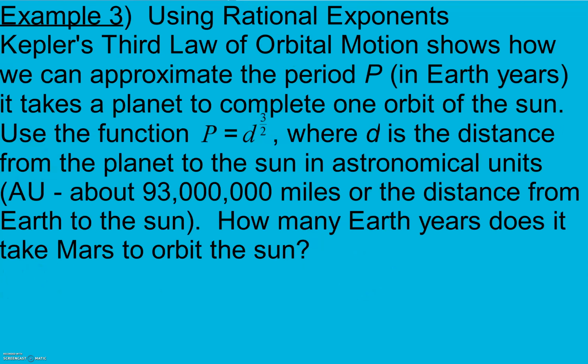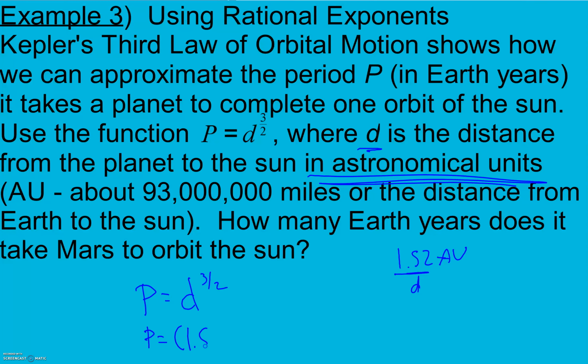In example 3, it says, Kepler's third law of orbital motion shows how we can approximate the period p in Earth years it takes a planet to complete one orbit of the Sun. Use the function p equals d to the 3/2 power, where d is the distance from the planet to the Sun in astronomical units. How many Earth years does it take Mars to orbit the Sun? So if we look on page 383 at the diagram there, it looks like from the Sun to Mars is 1.52 astronomical units, or AUs. And it says that d is that distance in AUs. So this is going to be my d value.